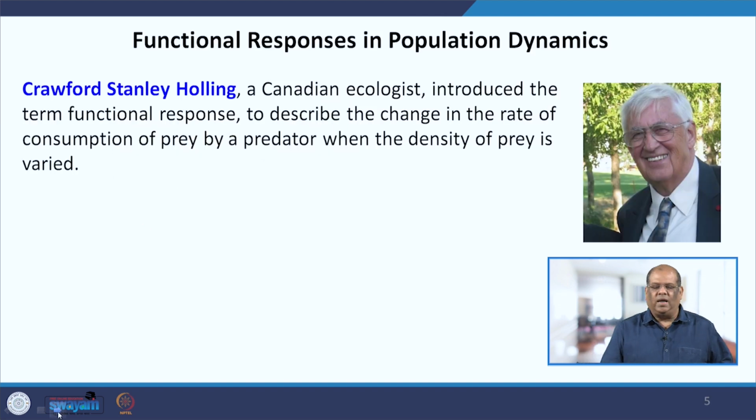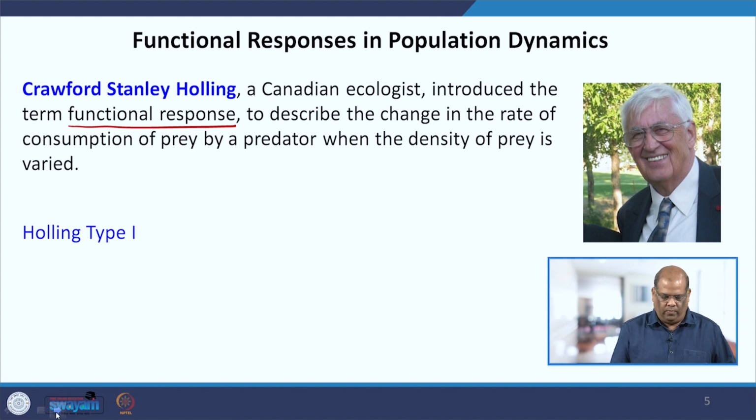Now, Crawford Stanley Holling is a Canadian ecologist. He introduced the term called functional response. Basically, it is introduced to describe the change in the rate of consumption of prey by a predator when the density of prey is varied. The two types of function which we will be discussing here are Holling type 1 and Holling type 2.